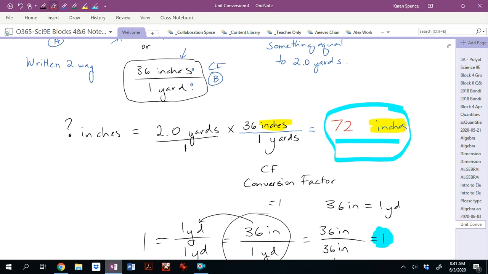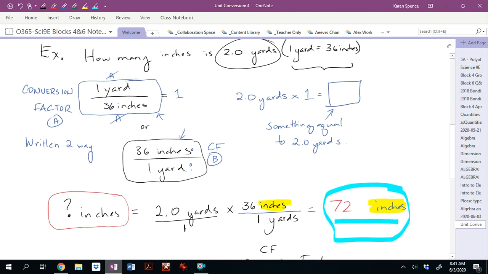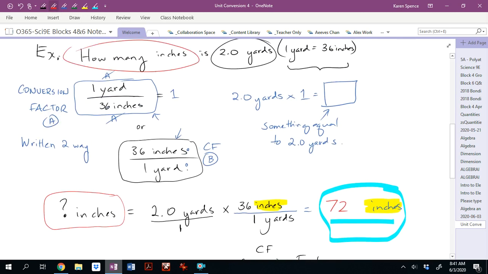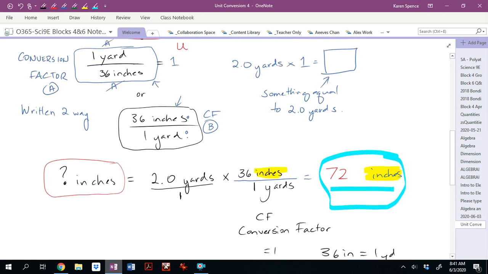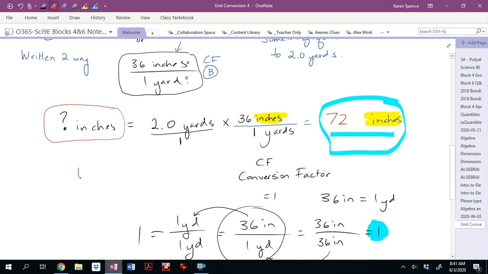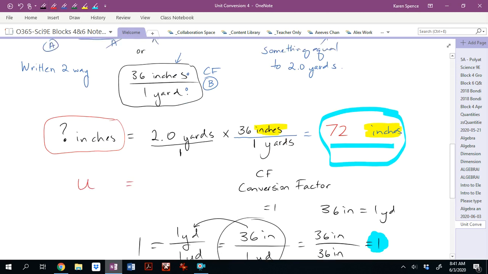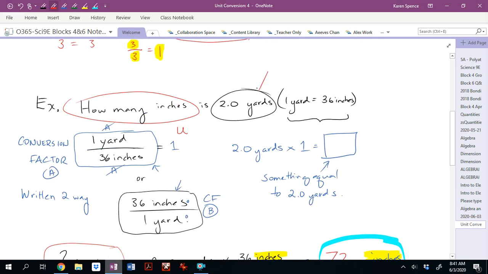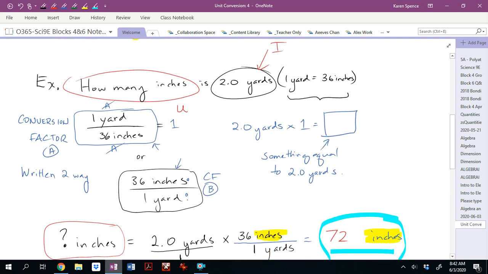And let's notice what we have here. In the previous question, we wanted to know how many inches. How many inches was our unknown? I'm just going to call that U, our unknown. Okay, so we had our unknown, and it was equal to 2 yards. 2 yards was the quantity we were given in the question. So that is our initial quantity. So I'm going to call that I for initial quantity.